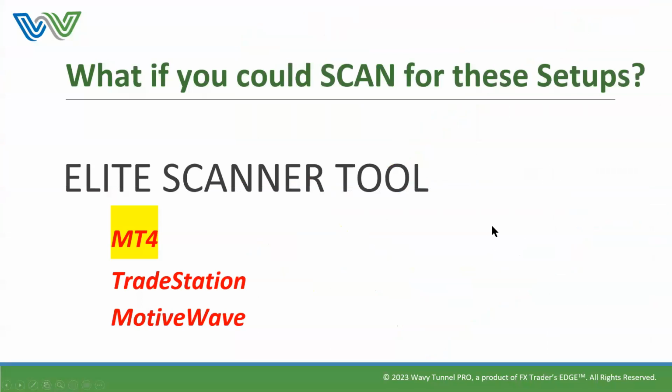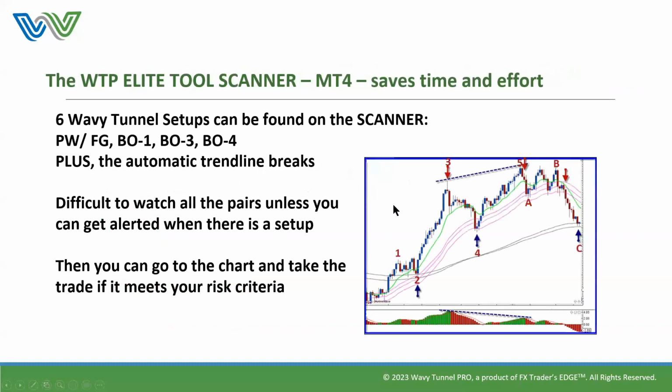We just looked at the Wavy Tunnel Pro setup, a quick and dirty method to look at the markets, maybe for a top-down approach. Now let's look at the Elite Scanner tool to see if we can learn anything from that. The scanner tool saves time and effort. The 6 wavy tunnel setups that we discussed can be found on the scanner, but it's difficult to watch all the pairs unless you get alerted when there is a setup, and then you can go to the chart and take the trade if it meets your risk criteria.